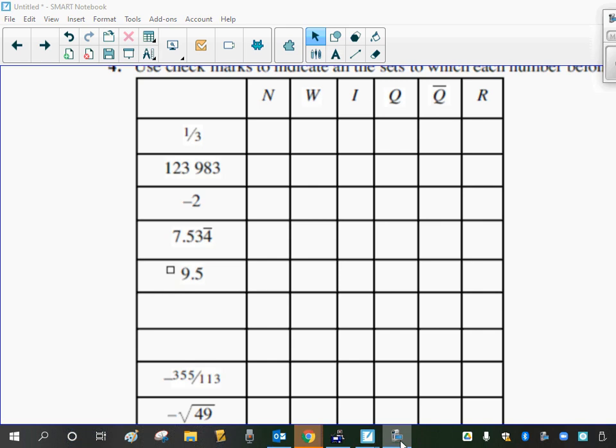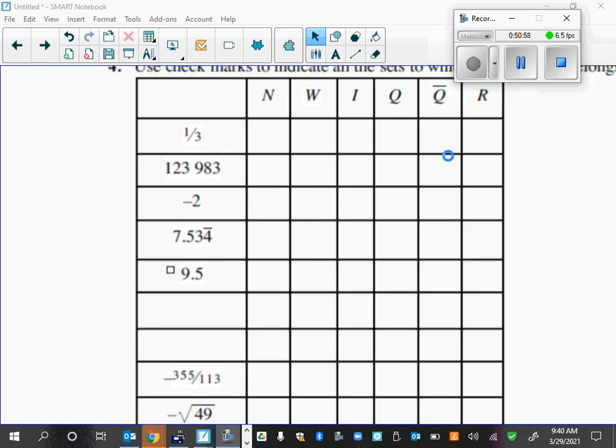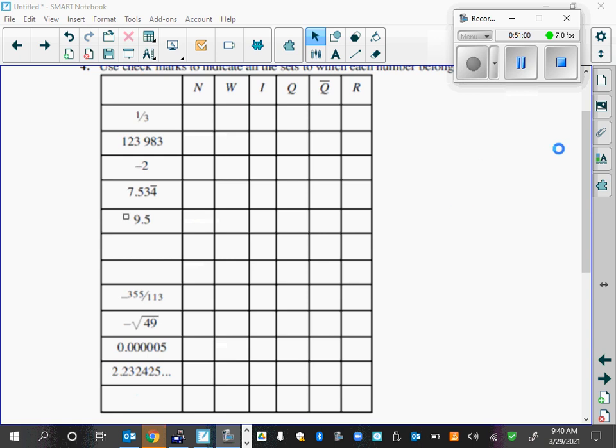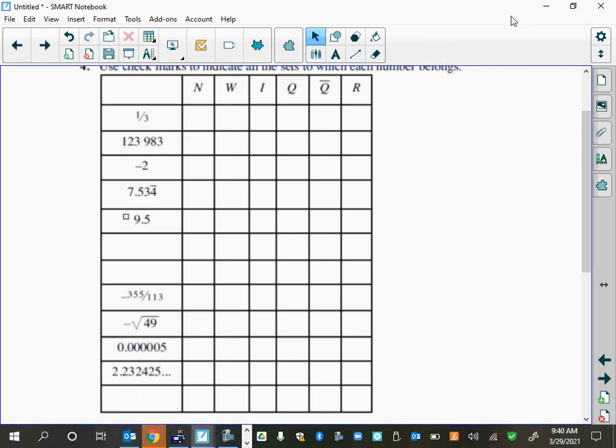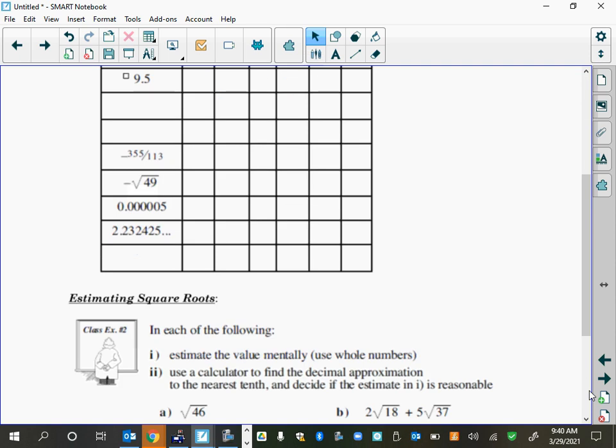Yeah, we're still taping. Okay, so that was about 10 minutes of homework. Hopefully you don't have much homework. Right now it's 1, 3, 4. And we're going to move to estimating square roots on the bottom of page 4.